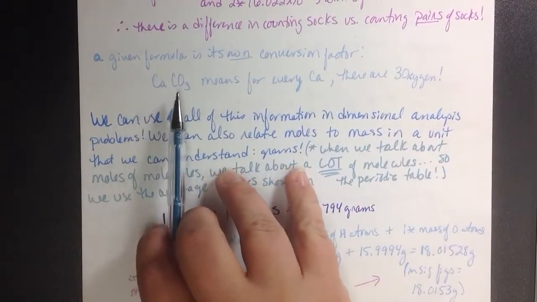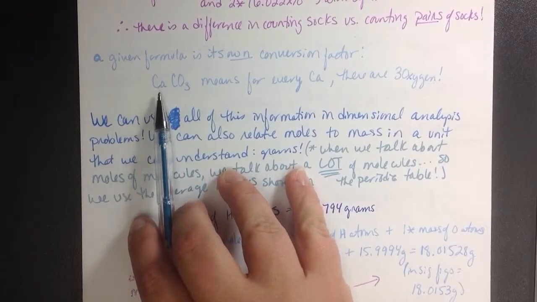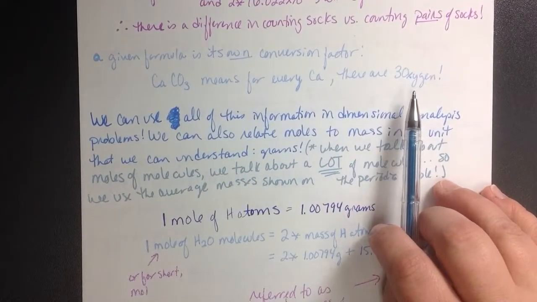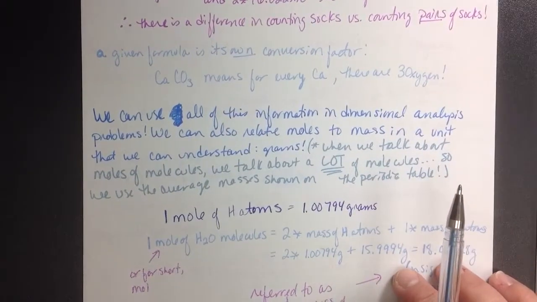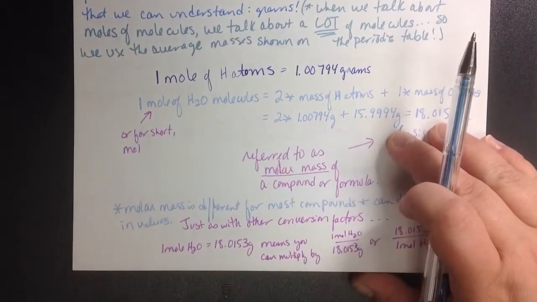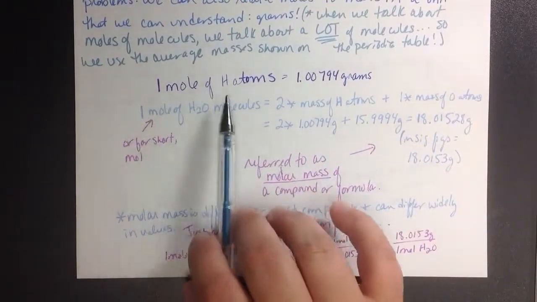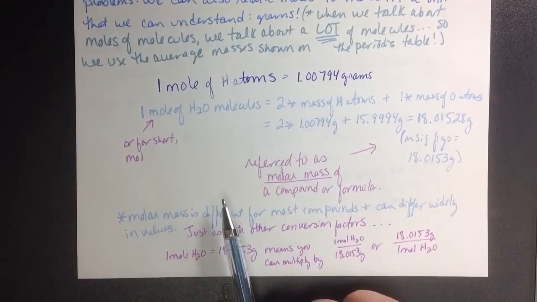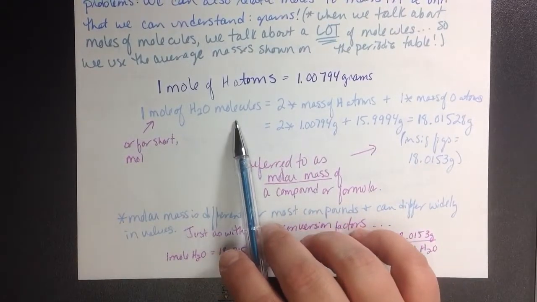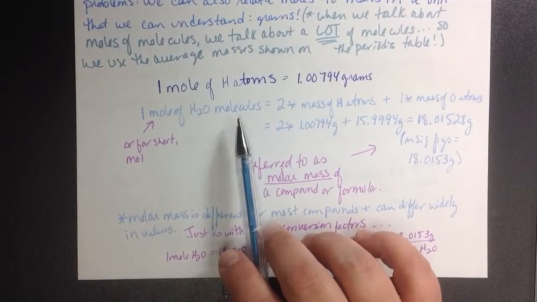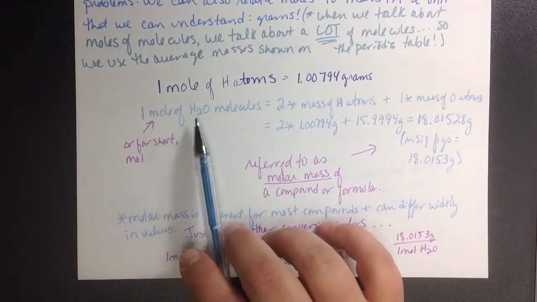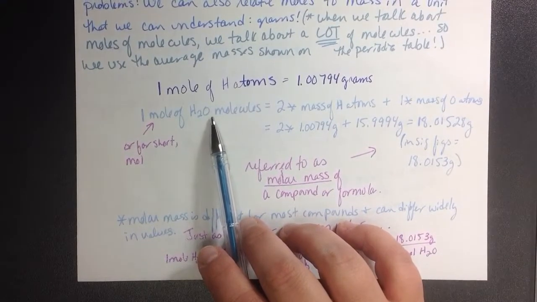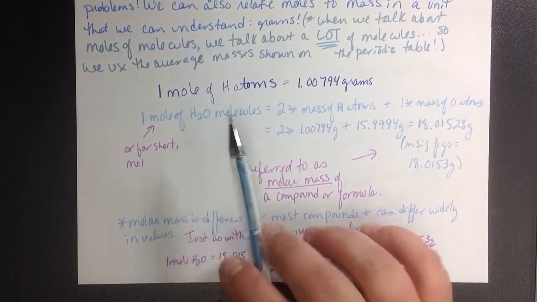For example, in CaCO3, that means for every 1 mole of Ca, there's 3 moles of oxygen. So we can use math all around this concept. Okay, so 1 mole of hydrogen atoms, if you look at the average, is all this amount, right? If 1 mole of H2O molecules is what you're trying to find the mass of, then what we do is we just add together 2 moles of hydrogen and 1 mole of oxygen, and that's how much a mole of water will weigh.